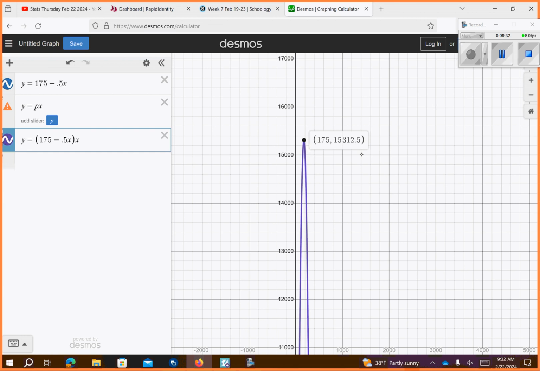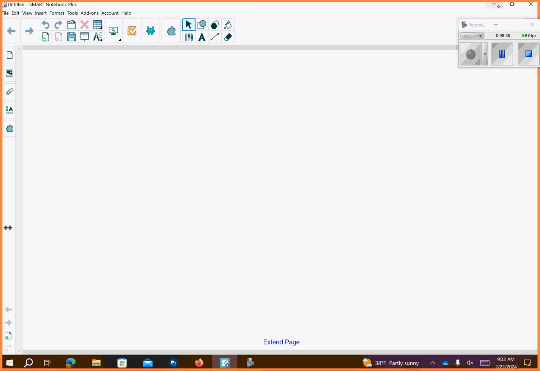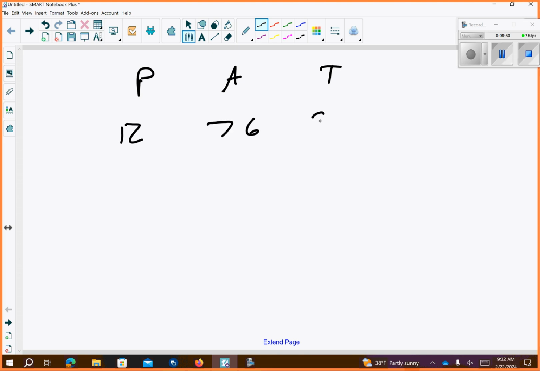Okay. So I think we can do that. So we have price, attendees, and then total. So they have 12, 76, and then 912. And so if we have 86, so he says that for every person above 76 people that attends the event, he reduces the price per attendee by 50 cents.